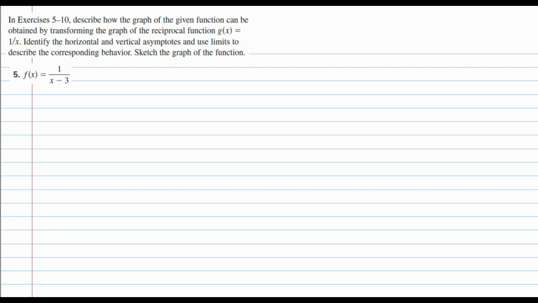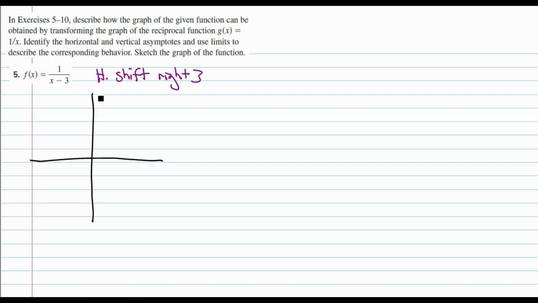The Now Try problem for example 2 is number 5. Oh good, they gave us one of the easy ones. I don't have to divide. Describe how the graph of the given function, oh, same directions. Okay, here we go. So first there is a horizontal shift right 3. So now I can graph this. The only transformation that took place was a horizontal shift right 3.